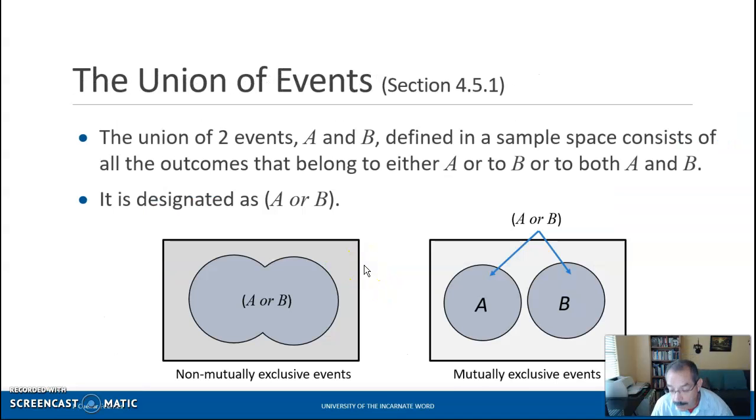The other important type of event is what we call the union of events. The union of two events, A and B, defined in a sample space, consists of all outcomes that belong to either A or to B or both A and B. We designate it by A or B. So A or B in this case, for not mutually exclusive events, refers to every element in both events. And here we have mutually exclusive events, and A or B will be all the events in A and all the events in B. But these are the three types of events.